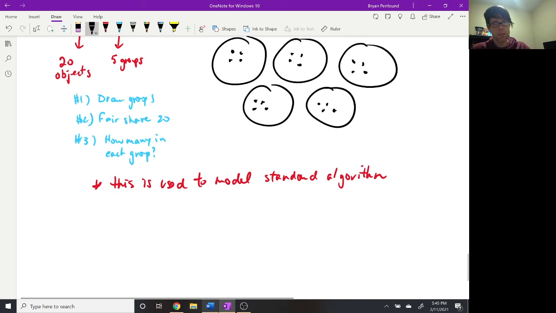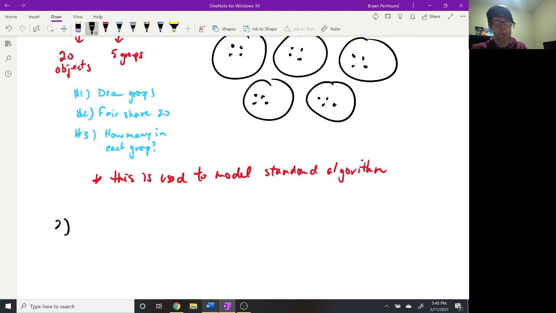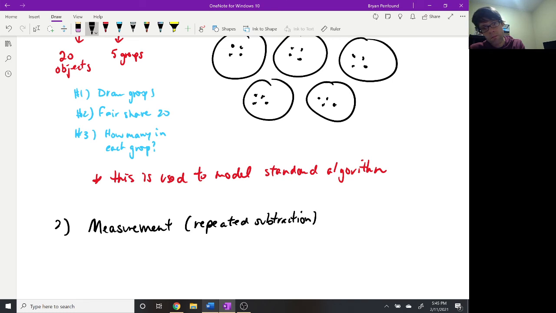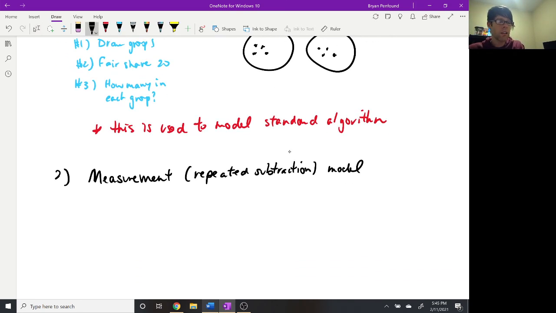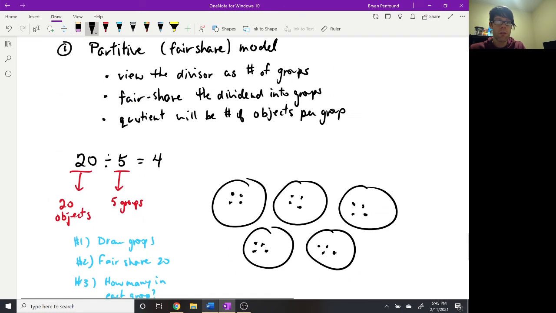And for the second model for division, we're going to do the exact same division sentence, 20 divided by 5 is 4, and we're going to see how to think about it in a different way. So the second way is called the measurement or the repeated subtraction model.